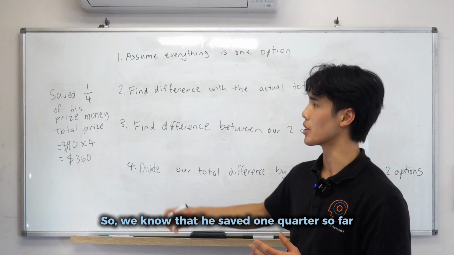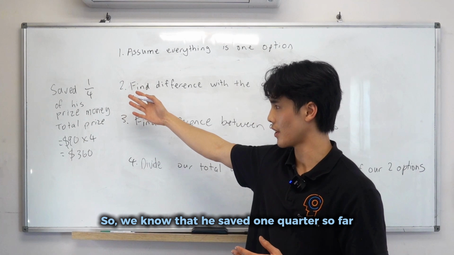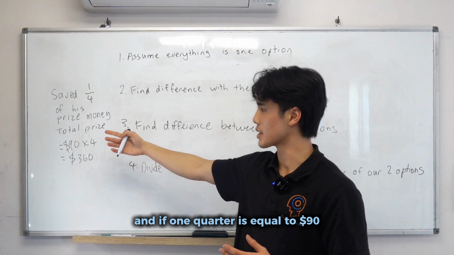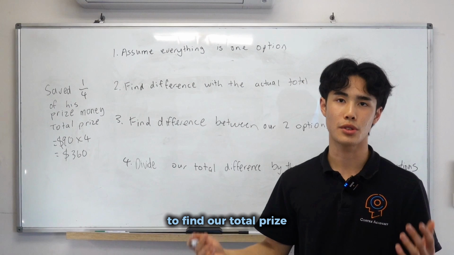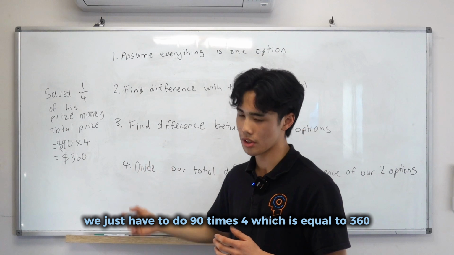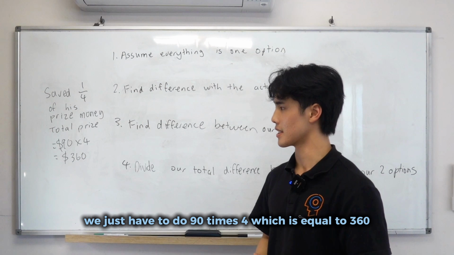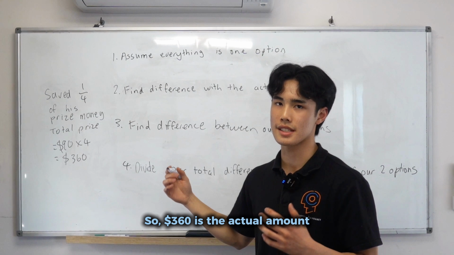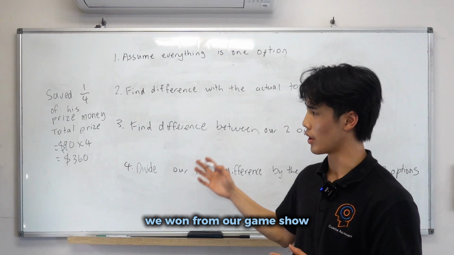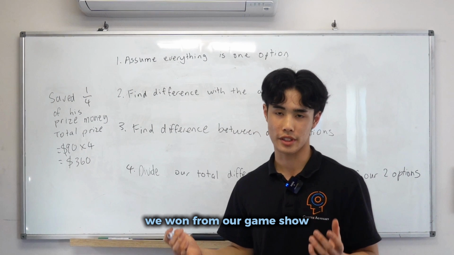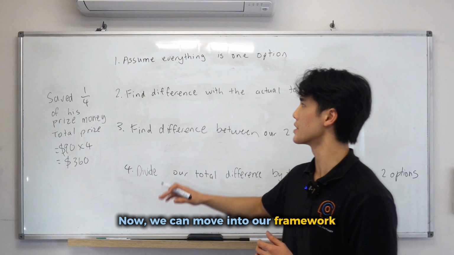So we know that he saved 1/4 so far, and if 1/4 is equal to $90, to find our total prize, we just have to do 90 times 4, which is equal to 360. So $360 is the actual amount we won from our game show. Now we can move into our framework.